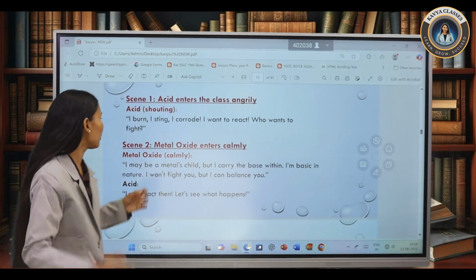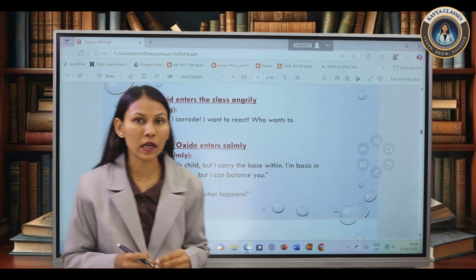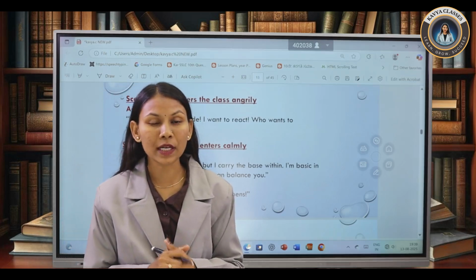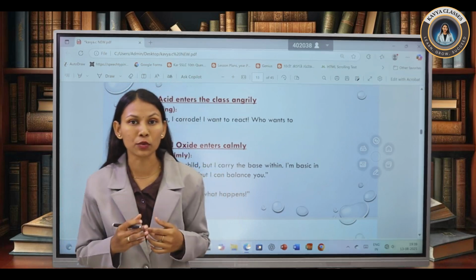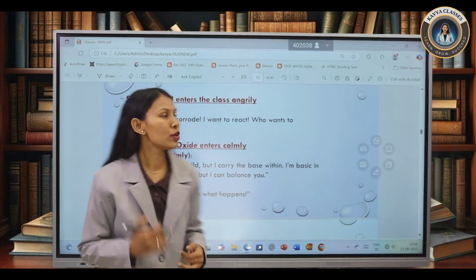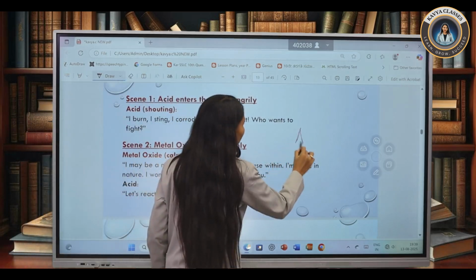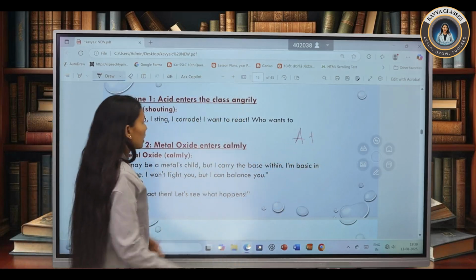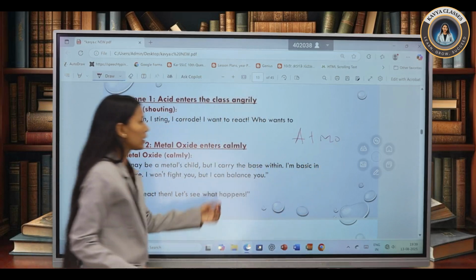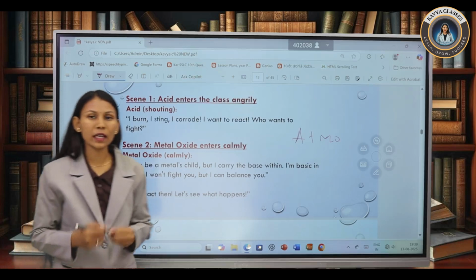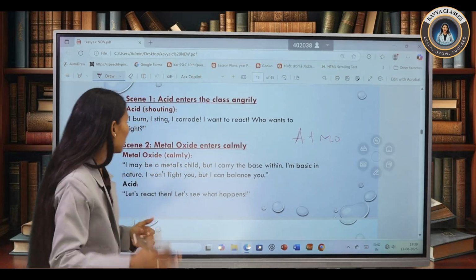Then a calm metal oxide enters and says, yes, I may be a metal's child, but I carry a base within. I am basic in nature. I won't fight you, but I can balance you. Once the acid shouts, the base, that is the metal oxide, comes and says, let us not fight, I can balance you.